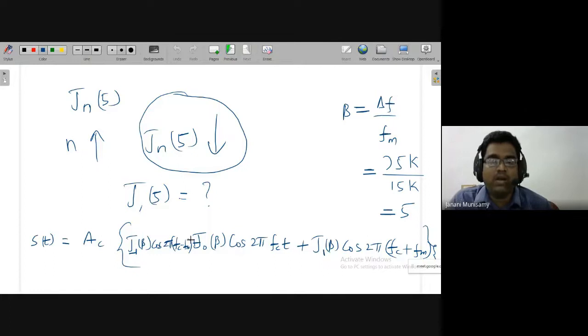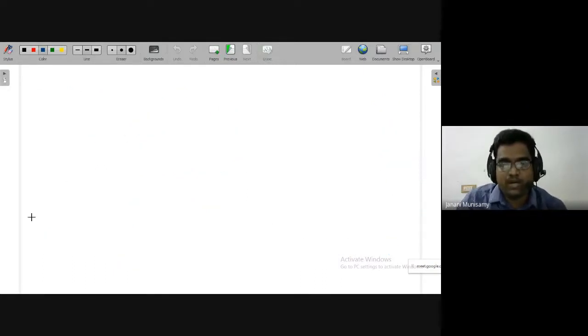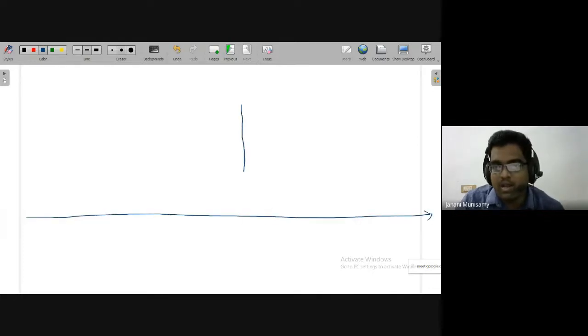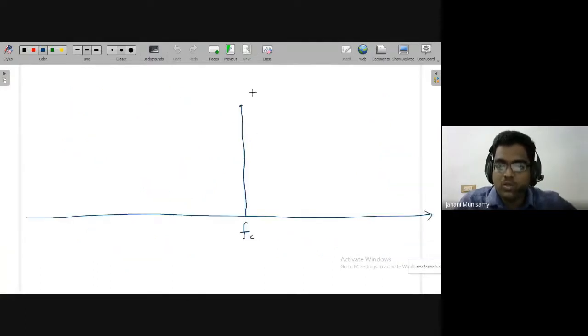So now I will try to draw the frequency spectrum for this signal. Now I am having individual signal with some coefficient. Now if you draw the spectrum, I will have in the middle frequency Fc. Again, what is the value of Fc? Fc is having coefficient of J0 beta multiplied with the AC. Once you go to the frequency spectrum, you will get divided by 2. So this is AC J0 beta divided by 2.